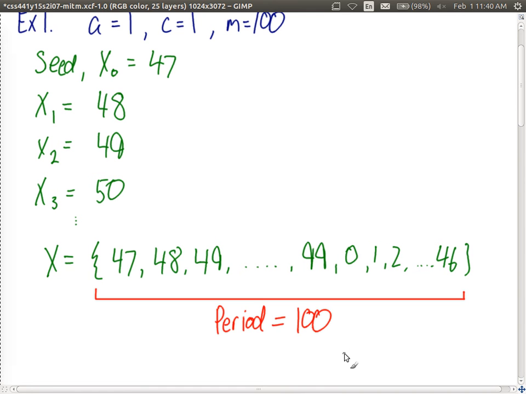Is it a good sequence? If I say the first value is 47, then 48, 49, 50, is that a good pseudo-random sequence? Do you think they look like random numbers? No. Very predictable. So this is an example of using this algorithm where it doesn't produce random-looking numbers. It produces something very predictable. But if we change some of the parameters, we may get something different. So let's try some different values of our initial A, C, and M.